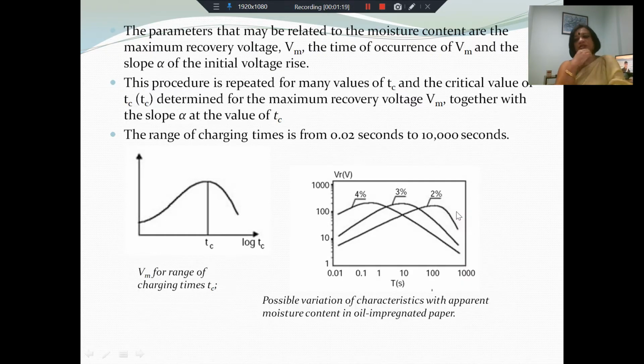Now, the parameters are supposed to be related to the moisture content. So in this way, we can figure out whether there has been any significant moisture ingress inside the dielectric material. We know how moisture can affect the material, and we would like to know whether there has been a lot of moisture ingress in the material.